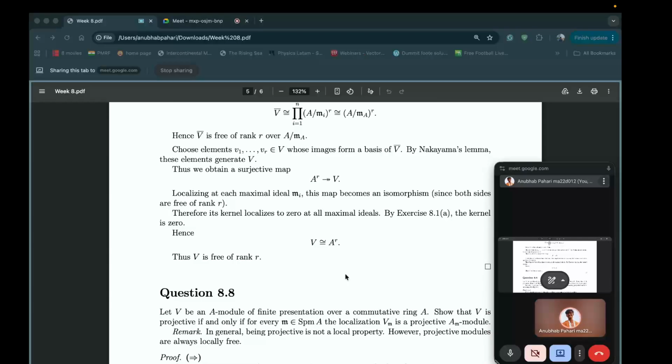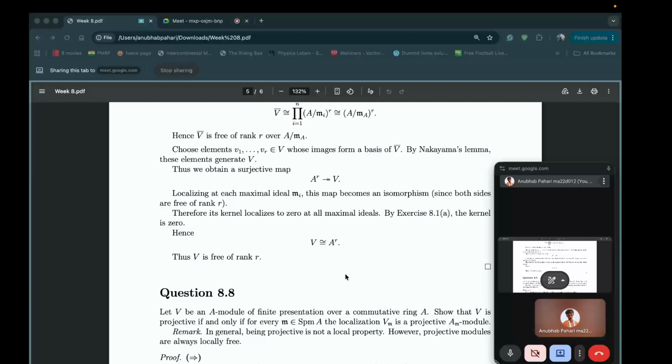Now choose elements v1 to vr belonging to V whose images form a basis of V bar. Now by Nakayama's lemma, these elements generate V. Thus we obtain a surjective map A^r to V. Localizing at each maximal ideal m_i, this map becomes an isomorphism since both sides are free of rank r.